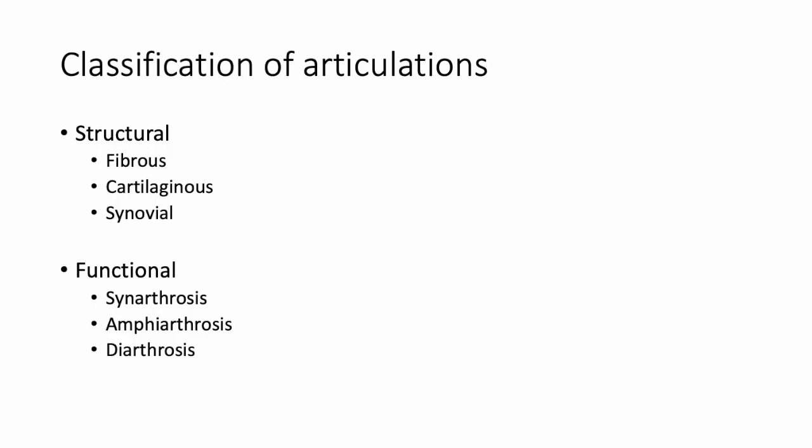We can classify joints in a couple different ways. Classifying means sorting them into different categories. We could classify them by structure, and that would be what is holding the bones together. You have a few options. You could have fibrous, and specifically, fibrous joints are held together with collagen fibers and nothing else.